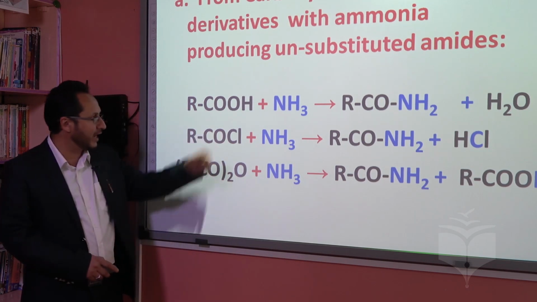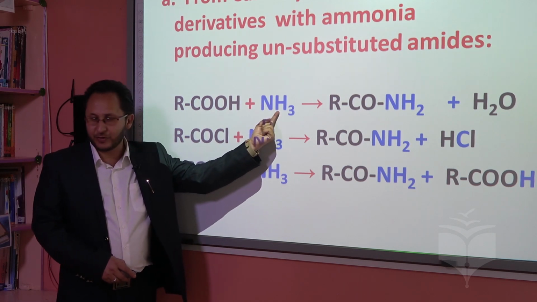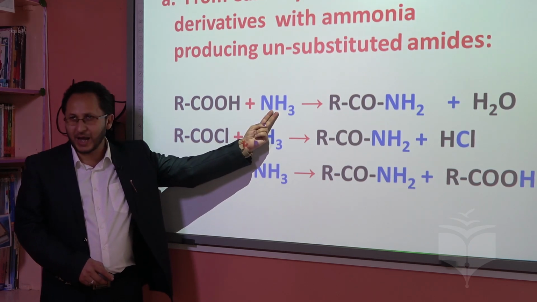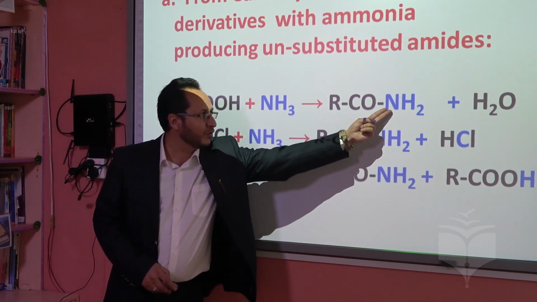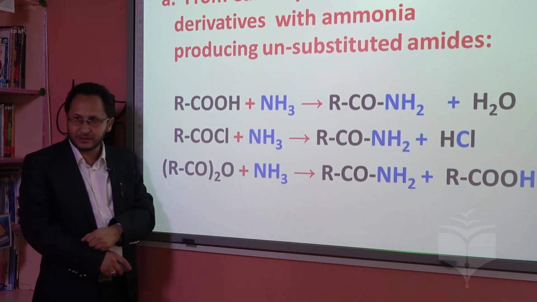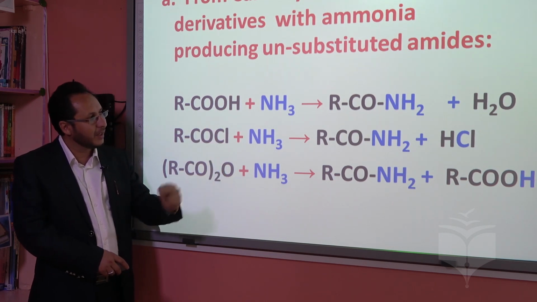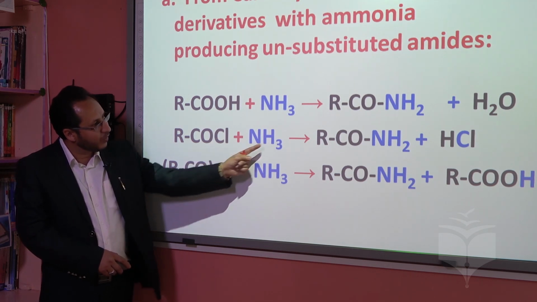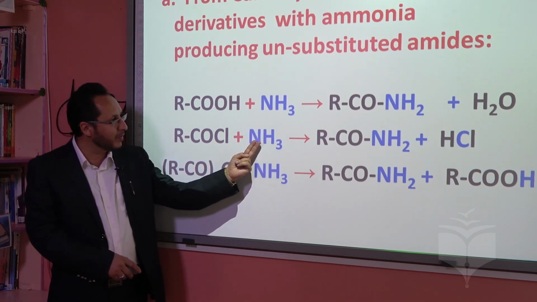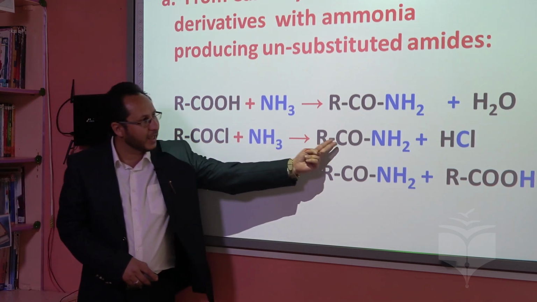If we have carboxylic acid, we have to remove OH from the acid and H from the ammonia, and remove them as H2O. What remains here? Two hydrogen atoms. You have to put them instead of OH. If we have acid chloride, instead of OH, you have to replace Cl. So Cl is removed with a hydrogen atom. We have HCl as a side product. What remains here? Two hydrogen atoms instead of Cl, so the same compound.